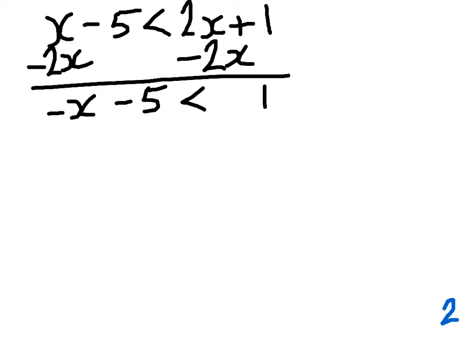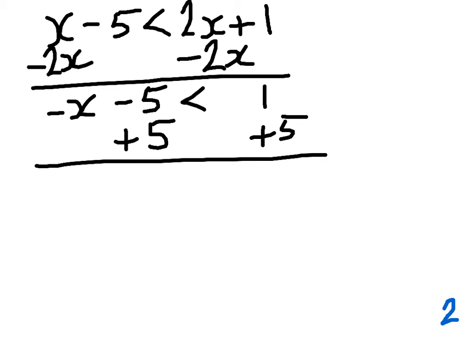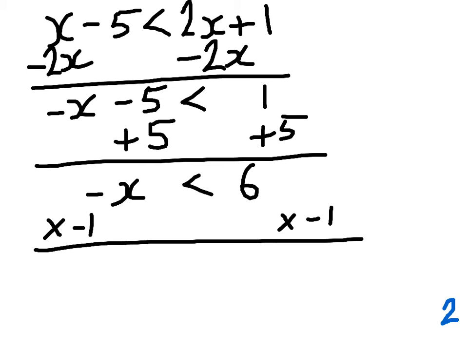To isolate the x on the left we need to do the opposite, the inverse, and add 5. Keep it balanced both sides, so we end up with negative x is less than 6. And to make sure that x is positive here, let's multiply by negative 1 on both sides, and we end up with x is less than negative 6.